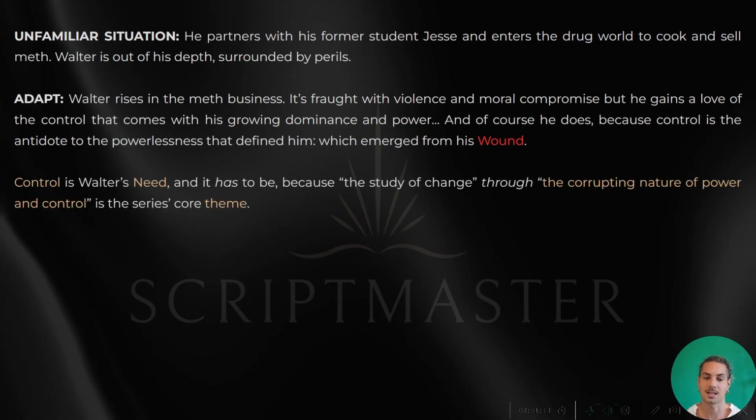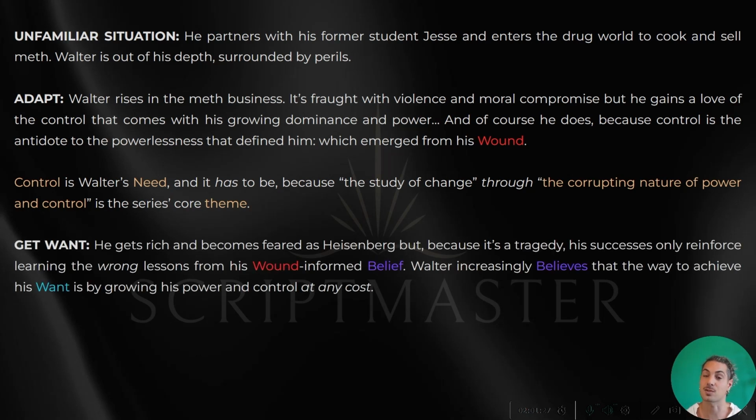Walter has a need for control. That's his thematic need, and it has to be because the study of change through the corrupting nature of power and control is the series' core theme. So he starts making progress. He gets rich and becomes feared as Heisenberg, but because this is a tragedy, his successes only reinforce learning the wrong lessons from his wound-informed belief. Walter increasingly believes that the way to achieve his want is by growing his power and control at any cost.